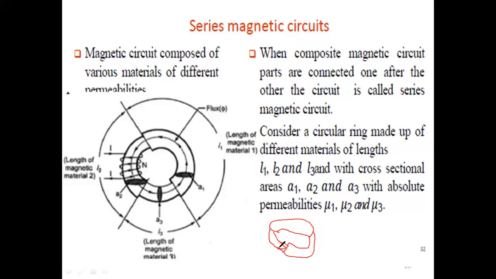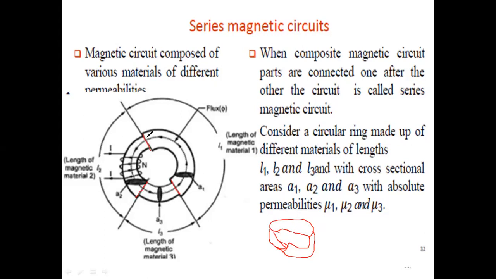The cross-sectional area of this one is a little thick, this one is a little less, and this one is even less. Its length is different, this length is different, and this length is different. How many types of materials are we using? Three shapes are there, so three materials. It may be the same material, but its cross-sectional area and length are different. From this point to this point, one material; from this point to this point, another material. So this is the first material, this is the second material, and this is the third material.